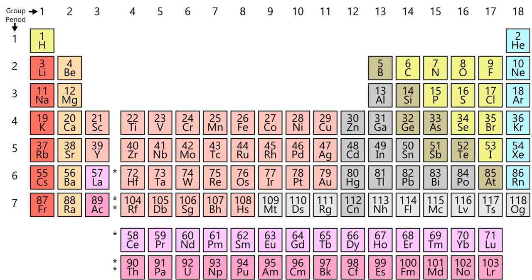Isotopes for elements 90 to 104. Previous, next go to periodic table. Isotopes for elements 105 to 118. Previous, next go to periodic table.